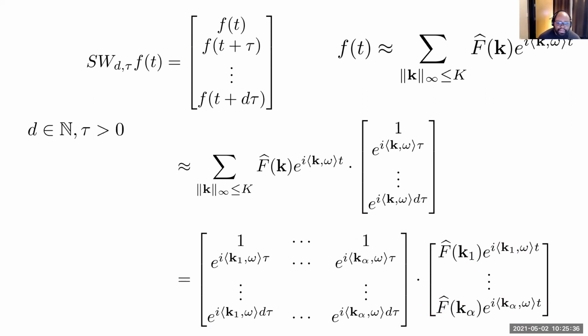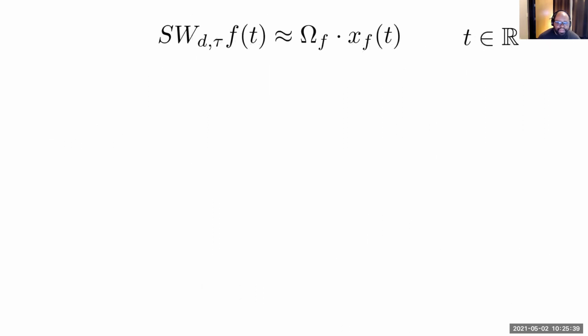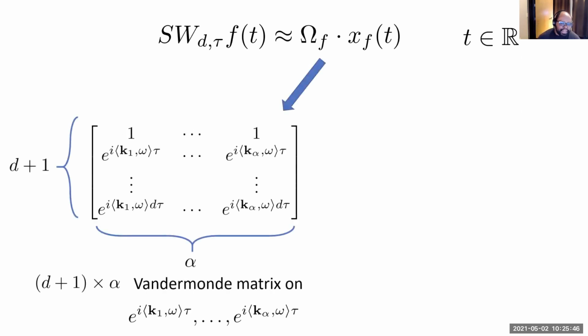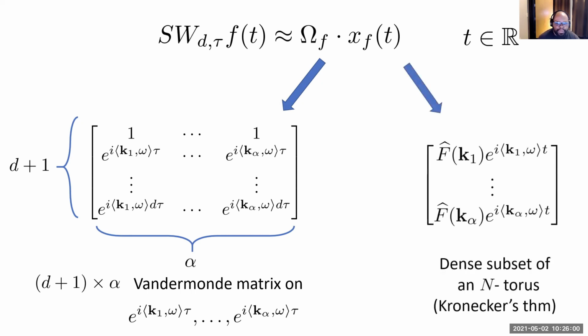So that's essentially what we try to understand, right? We take the sliding window point cloud, and we write it as this matrix times this curve. The matrix on the left is the Vandermonde matrix on those nodes. Those types of matrices are fairly well understood in the computational mathematics and harmonic analysis literature. And the curve on the right turns out to be dense in an N-torus if the frequency vectors are linearly independent. This is Kronecker's approximation theorem, if you know what that is.